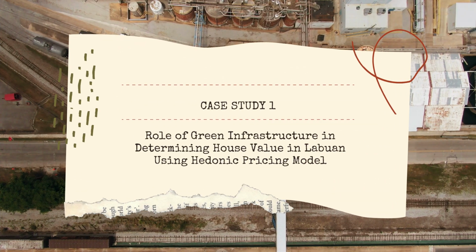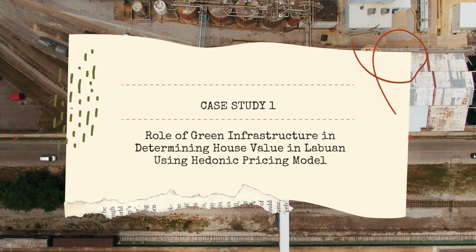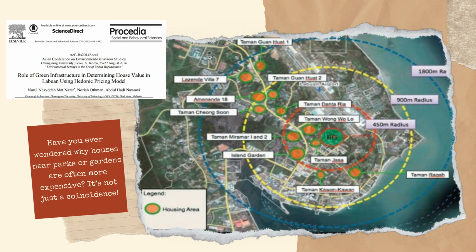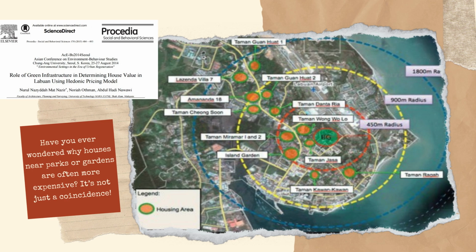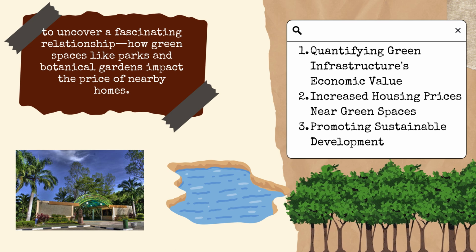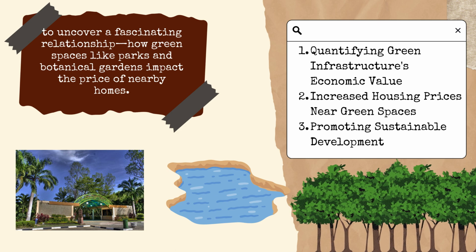The title of case study 1 is Role of Green Infrastructure in Determining House Value in Labuan Using Hedonic Pricing. Have you ever wondered why houses near parks or gardens are often more expensive? This case study will focus on Labuan Botanical Garden in Malaysia to uncover a fascinating relationship between how green spaces like parks and botanical gardens impact the price of nearby homes.